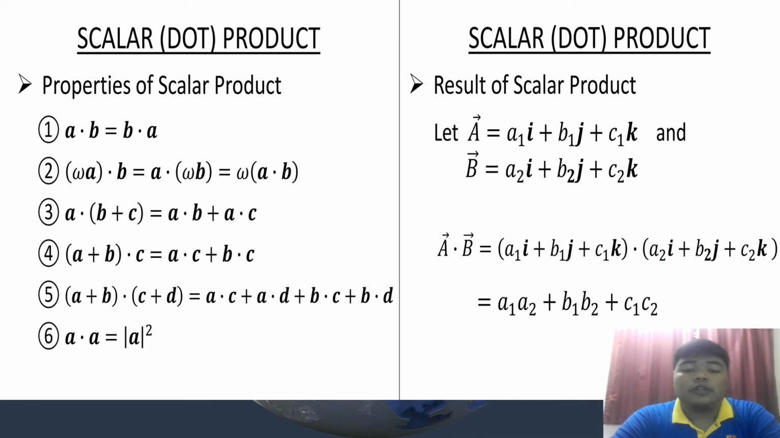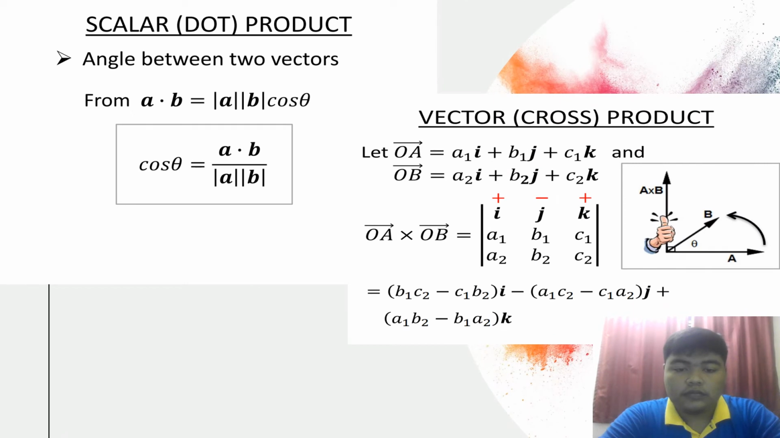So right now, we will have a look at the properties of the scalar product, and this is the result that we get. Here we have the formula, which is cos theta equals a dot b over magnitude a times magnitude b. Then, let's have a look at an example of vector cross product, OA cross OB.